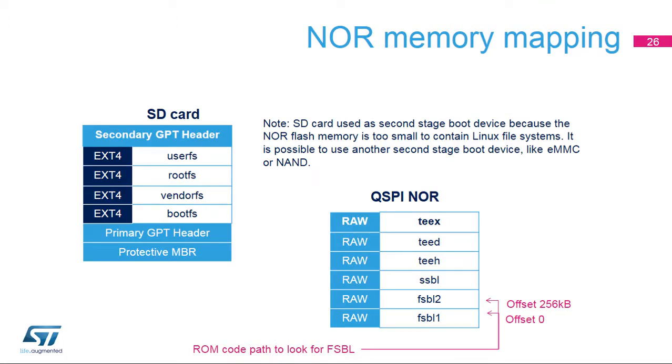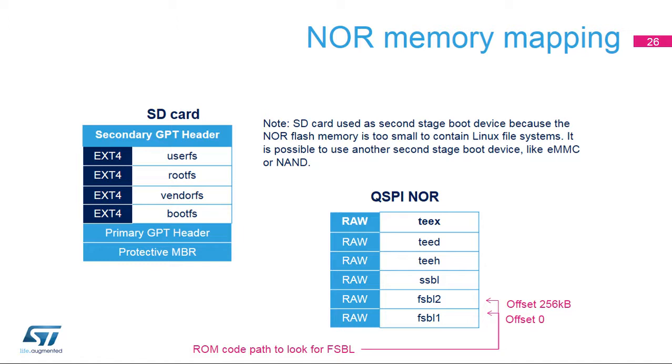For cost reasons, NOR flash memory sizes should not be very big on products. Let's say 8 megabytes in most cases, which is enough to put the small partitions, but clearly not big enough to put the wider file systems. That is why a second flash memory device is needed to store those file systems. The figure shows the corresponding mapping with an SD card, but this second flash memory could be a NAND flash, for instance. In case of boot from NOR flash, the ROM code looks for FSBL instances at the offsets 0 and 256 kilobytes.